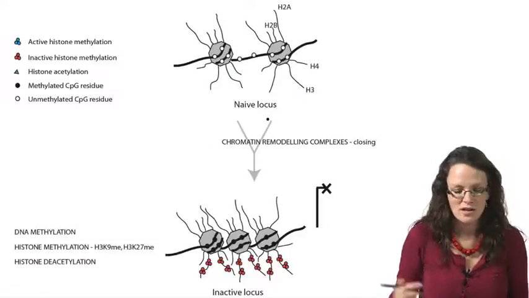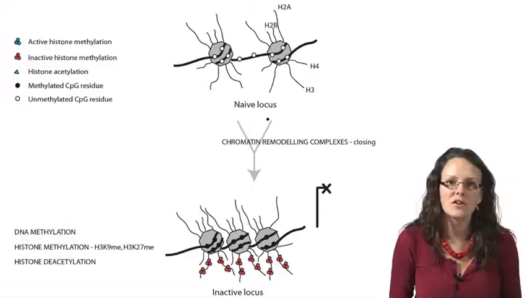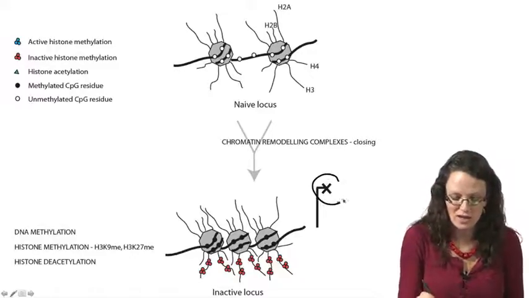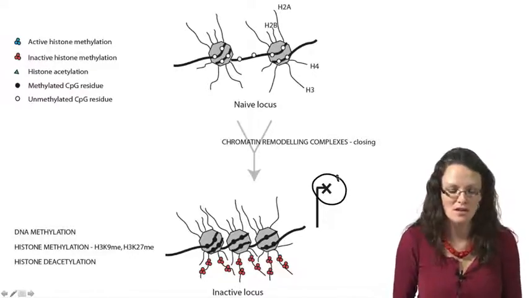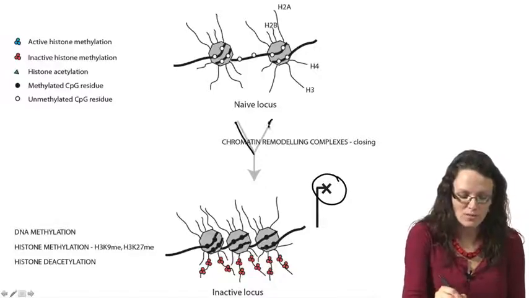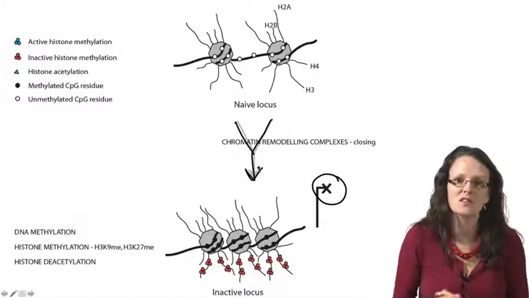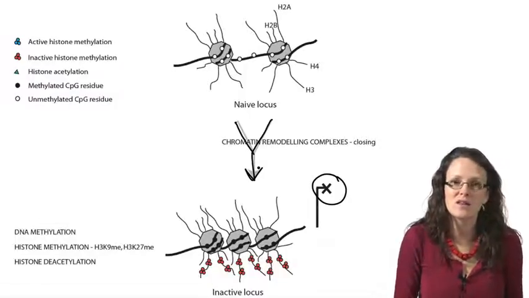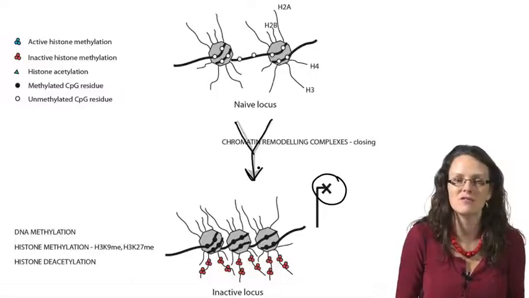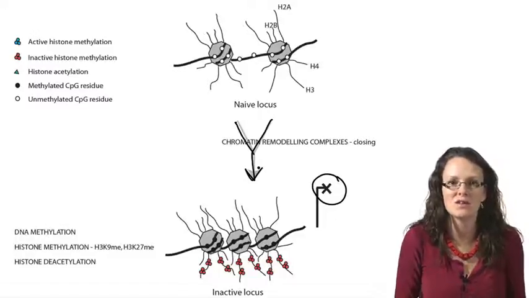By contrast, at a silent locus, or a locus that is inactive, so transcriptionally inactive as shown by this cross here, the chromatin will have been more densely packaged down using the chromatin remodeling complexes. And at these inactive regions, you're more likely to find that the DNA is methylated, and you'll find a variety of repressive histone marks. But the examples that I've drawn here are H3K9 methylation and H3K27 methylation.